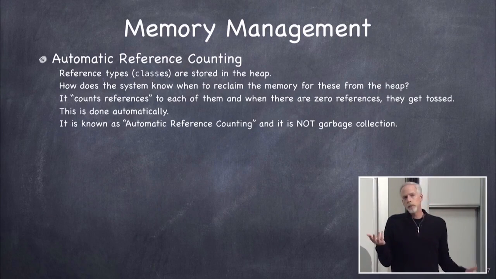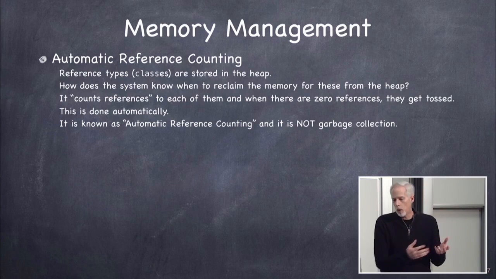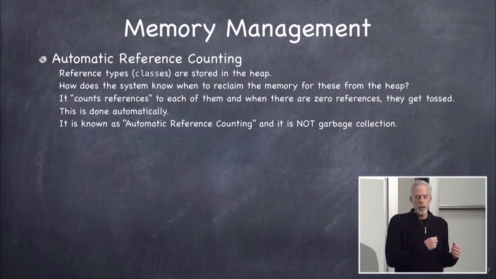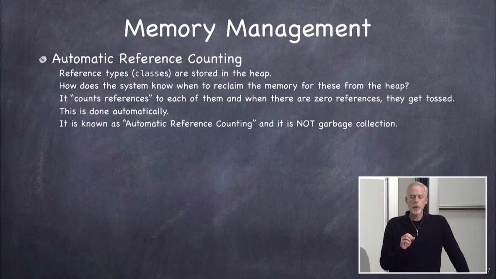Runtimes like Java do garbage collection. It's perfectly fine, I guess, way to do it. It involves going through the heap and kind of marking the use of everything and then sweeping through and getting stuff that's not used. Swift doesn't do any of that. It uses a totally different mechanism called automatic reference counting.